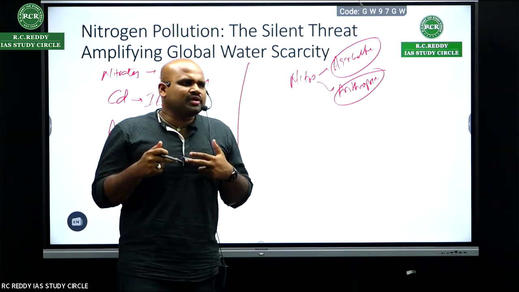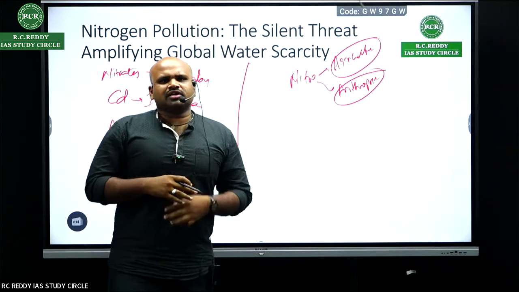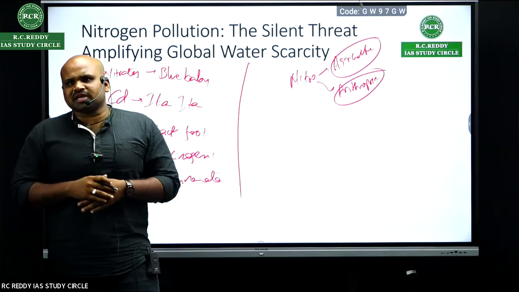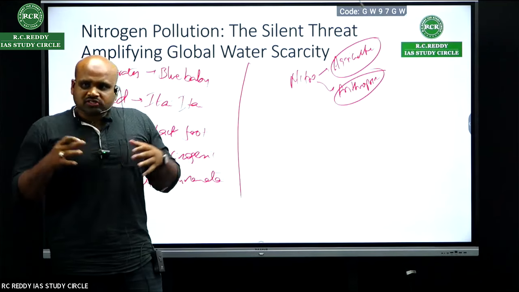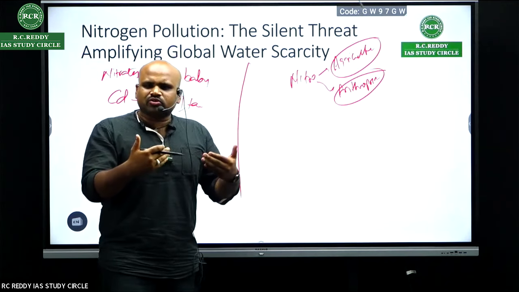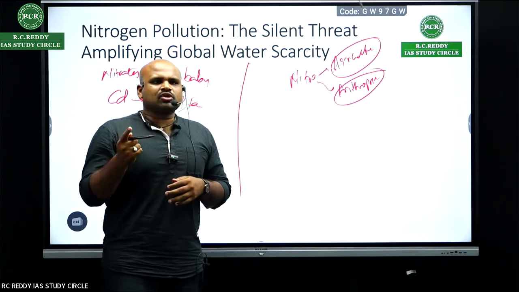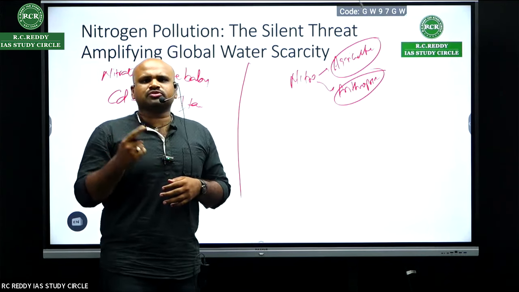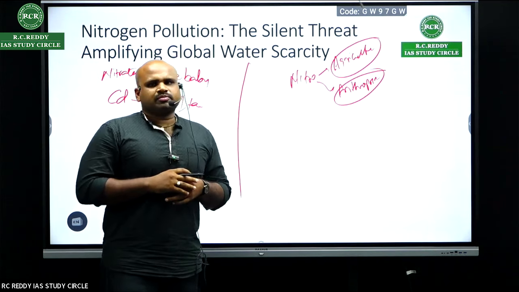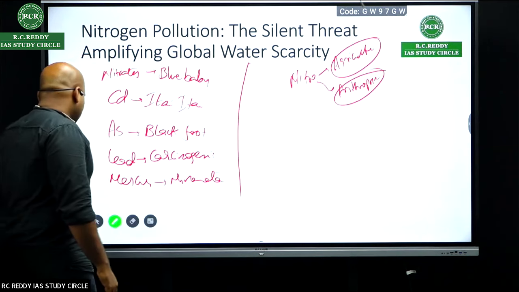Why was this nitrogen being added? Because of the agricultural runoff present in this region. When this agricultural runoff is added, all of the nitrates and nitrogen are going to be added to this water body, resulting in pollution. Is agricultural runoff a point source or non-point source of pollution? Non-point source of pollution. Are you understanding? That is why it is talking about global water scarcity.